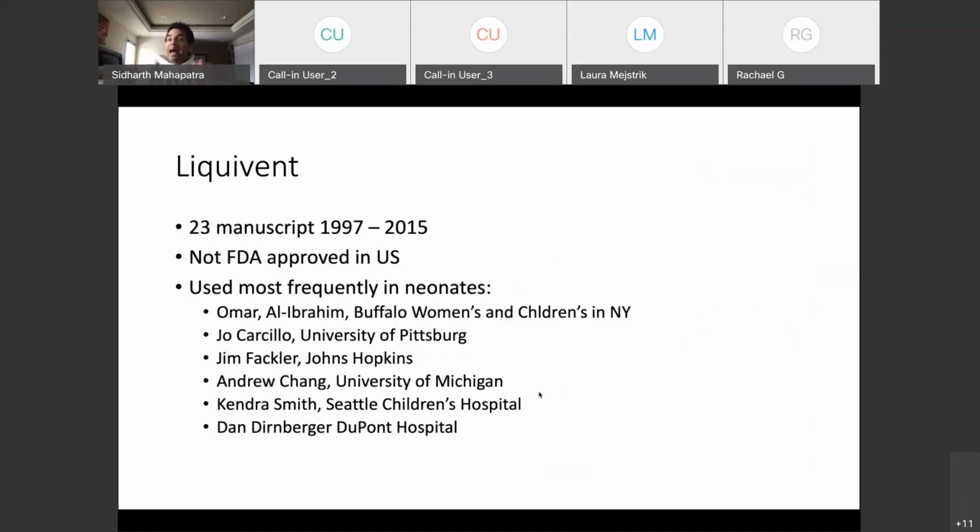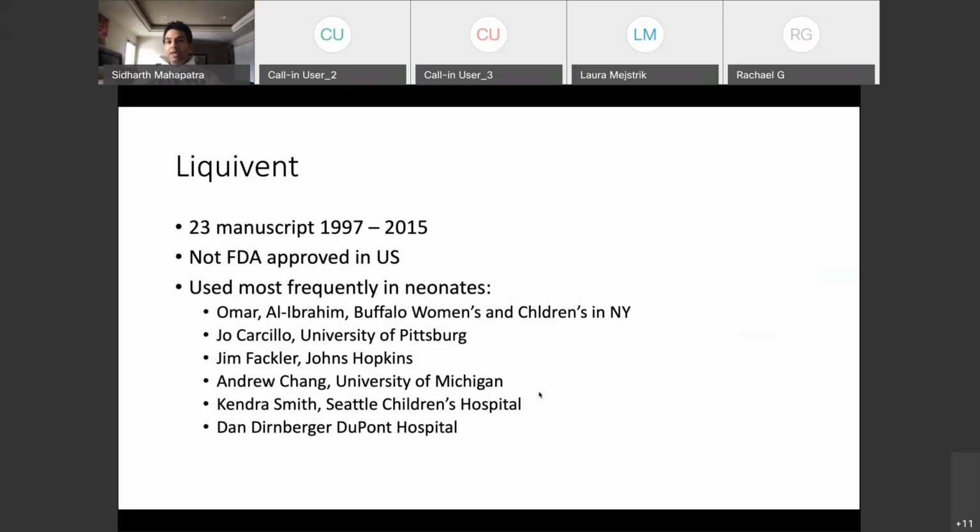Now, to guide me in this process was a lot of help coming from experts across the country. There's about 23 different manuscripts that were written on Liquivent from the 90s all the way to the mid-2000s. However, in pediatrics, there were mostly case control studies or case reports and case series, and mostly in neonates. Suffice it to say, it's not FDA approved, and the help that I got came from all of these different individuals listed from all these different universities, and they've done it on 1 to 3 patients. The leader amongst the pack was supposed to be Omar, very, very helpful, but the one that helped me the most was Kendra Smith. She was on text with me, and she was helping me figure out kind of what I was doing.